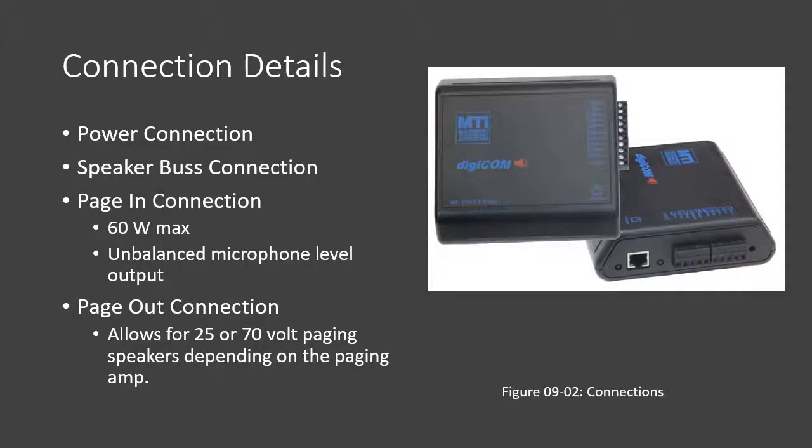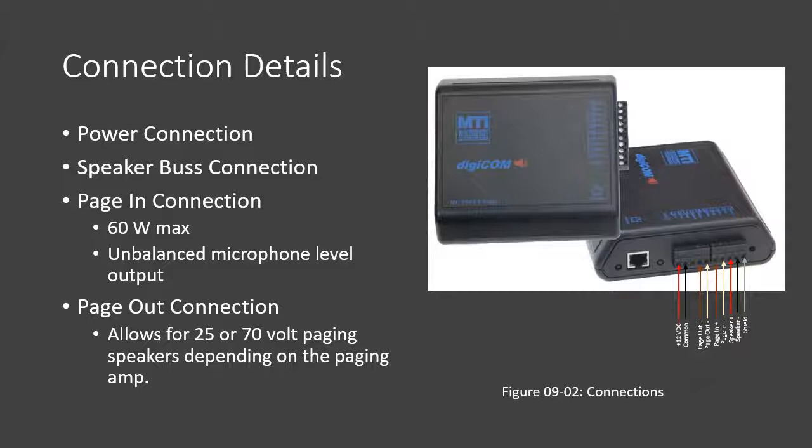We're going to review the connection details in this slide. We're going to look at the power, speaker bus, paging in and paging out connections. First, you've got your power, which you've got your plus 12 on the first terminal connection there from the left. The common connection for your power. And then for your speaker, you're going to have your speaker plus, your speaker minus, and then your shield on the last 3 connections on the right hand terminal. And then your paging in plus, paging in minus, paging out plus, and paging out minus.